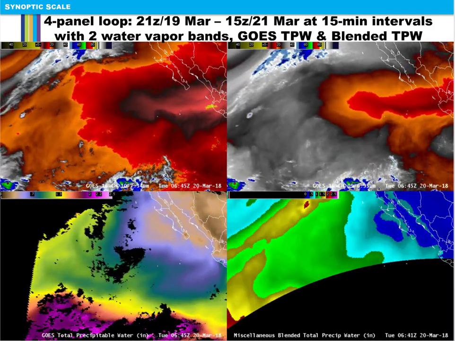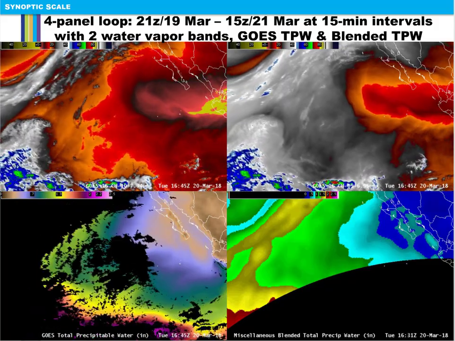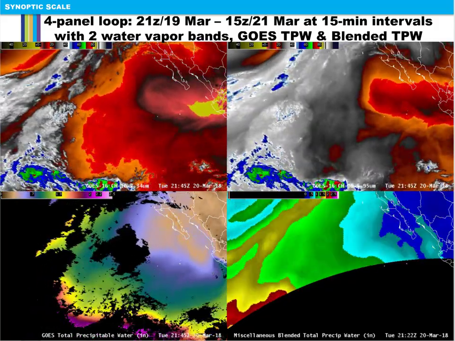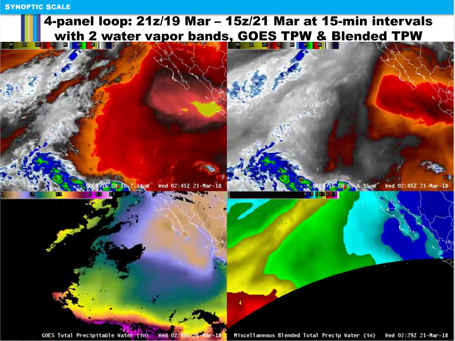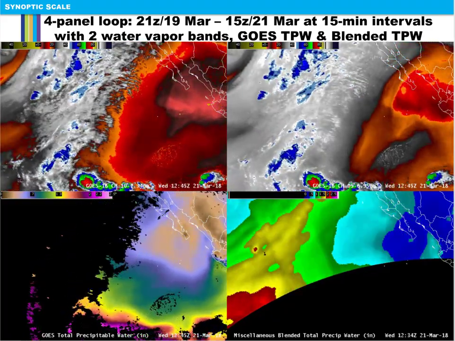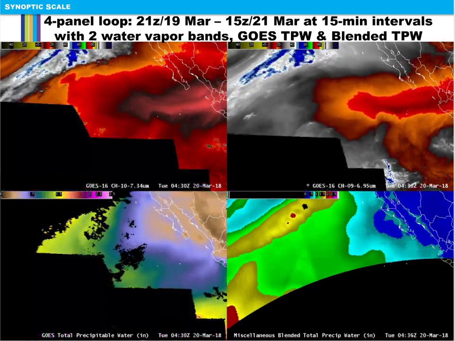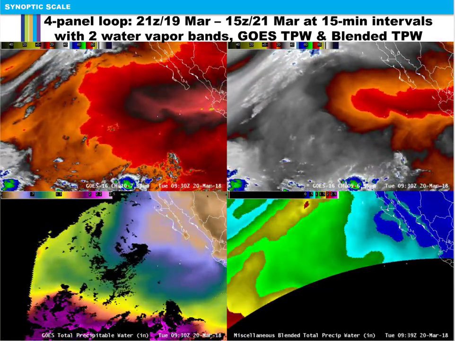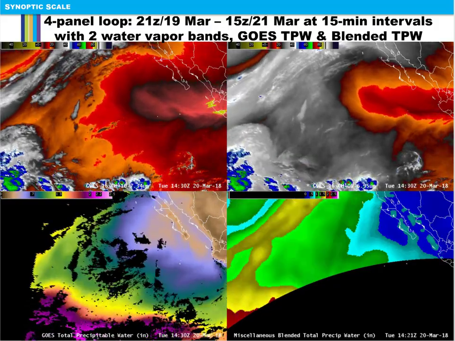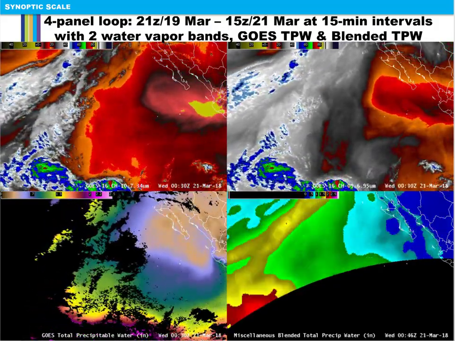The TPW scales differ somewhat, mainly for values below 1 inch. While the aerial coverage is much better from the blended TPW product, the time resolution is worse, and the horizontal resolution is 16 kilometers. But the obvious advantage of the blended TPW is the ability to measure the precipitable water within the cloudy areas, including the core of the atmospheric river.